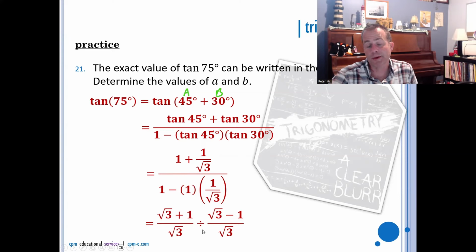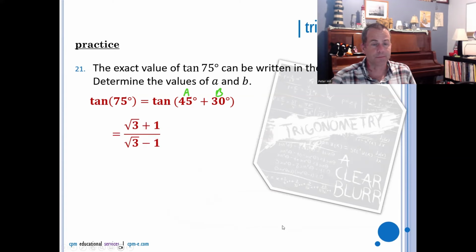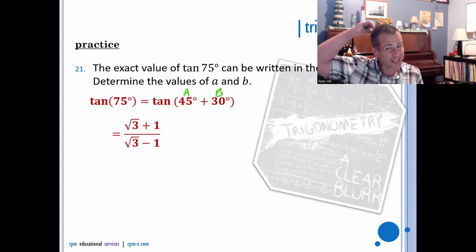And then I can multiply by the reciprocal, or I can see that I have common denominators and just divide the numerators. No matter how you look at that, you're going to get root 3 plus 1 over root 3 minus 1. Now, that's a great answer. It's just not in the form a plus root b.